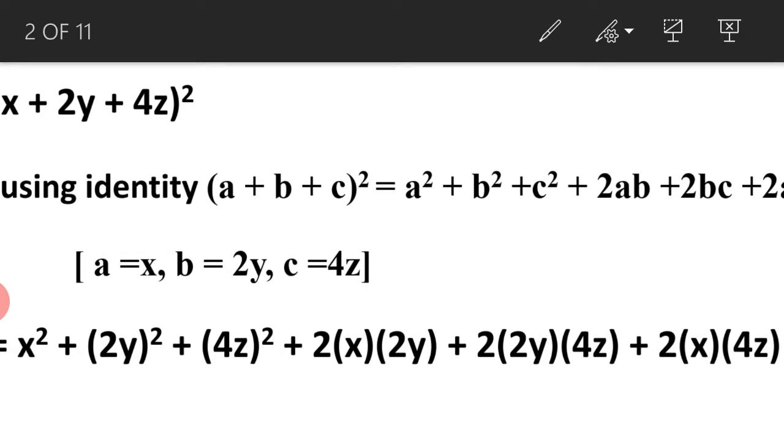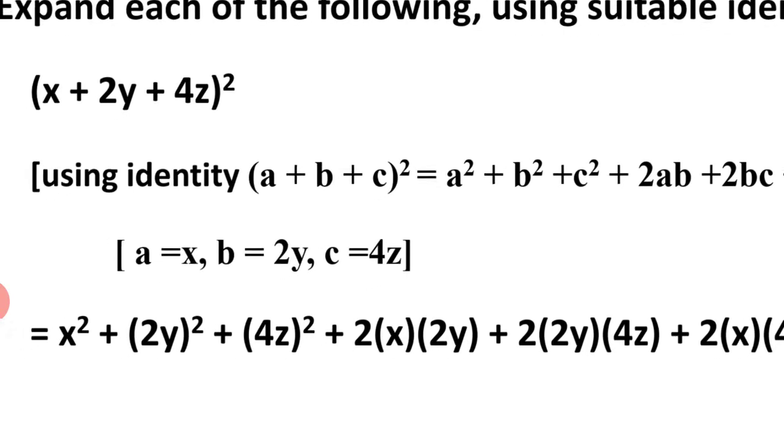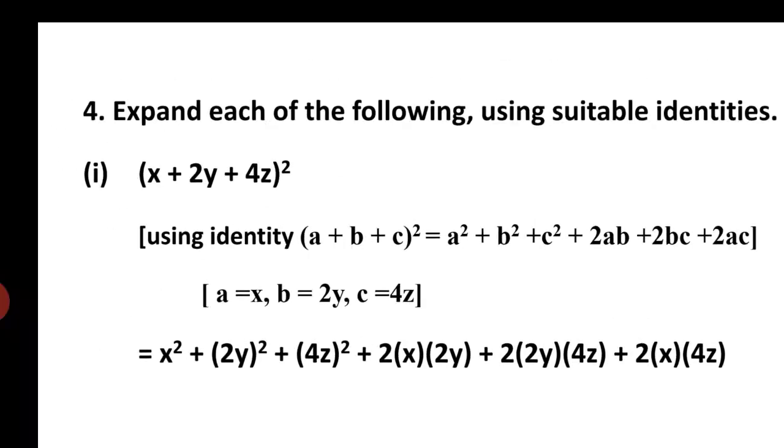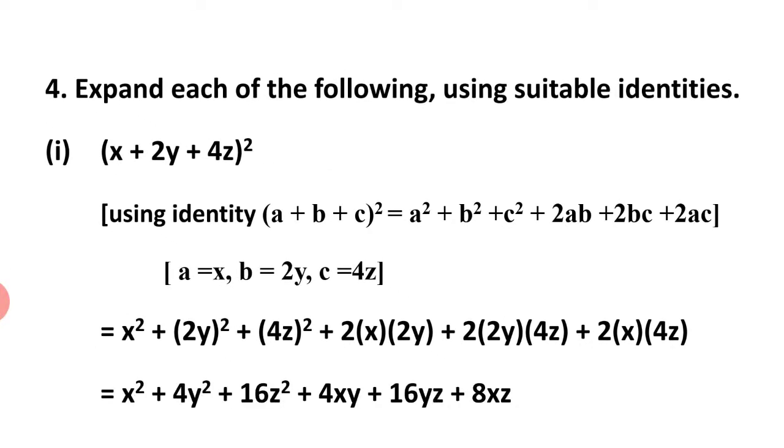x square plus 4y square plus 16z square plus 2 into 2, 4xy, plus 2 into 2 into 4, it will be 16yz, plus 2 into 4, 8xz. So that will be the answer, and let us write it down. So this will be the expanded form. Now in expanded form, children, the expected answer is always a sum or difference of terms. That you have to remember.